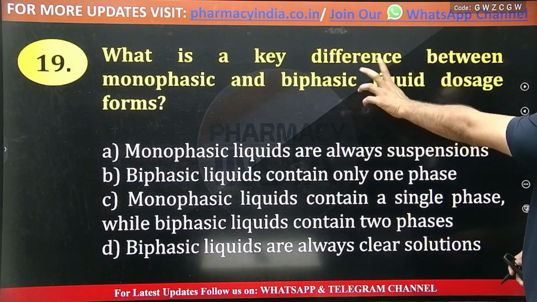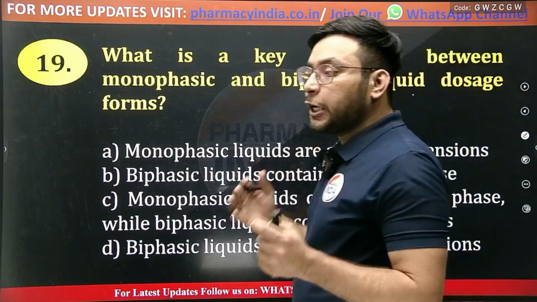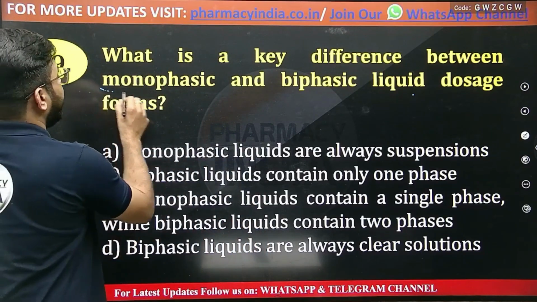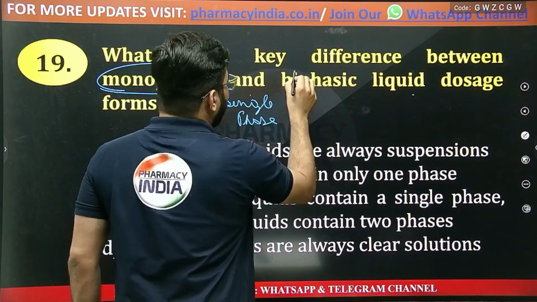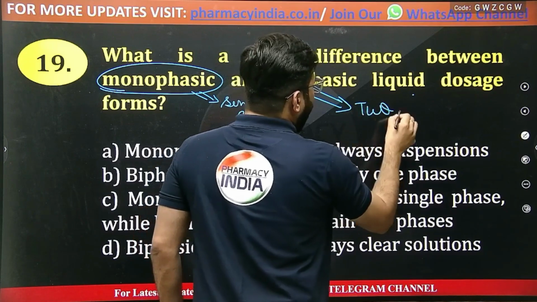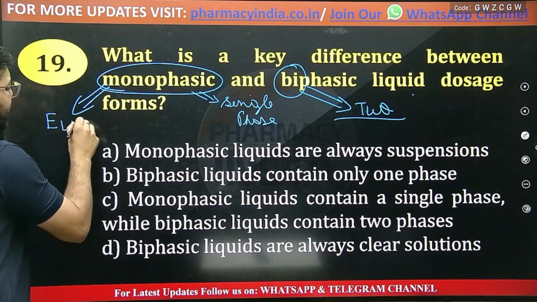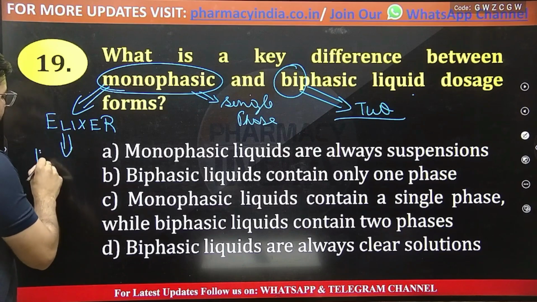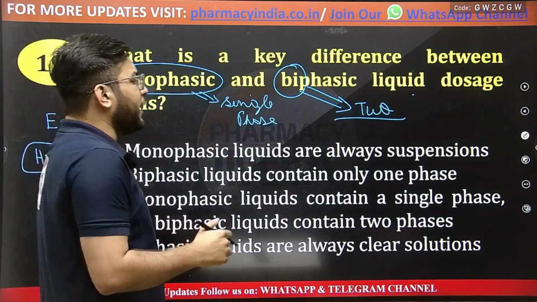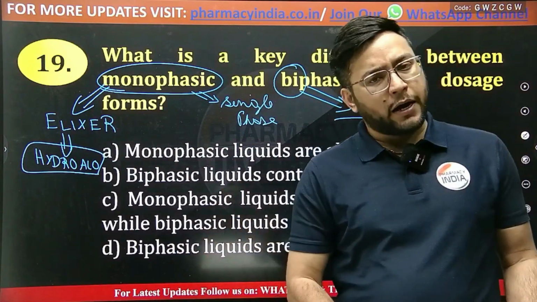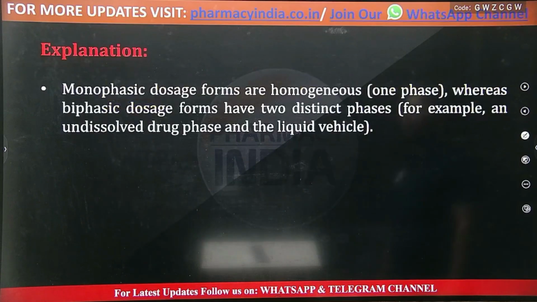What is the key difference between monophasic and biphasic liquid dosage forms? As its name indicates, a monophasic liquid dosage form has a single phase, and biphasic has two phases. I'm showing an example: monophasic liquid dosage, that is elixir. Elixir is a hydroalcoholic solution. And if I am talking about biphasic, suspension and emulsion are the two biphasic systems. Now the monophasic liquid has a single phase and biphasic has two phases. Now moving on to the next question.